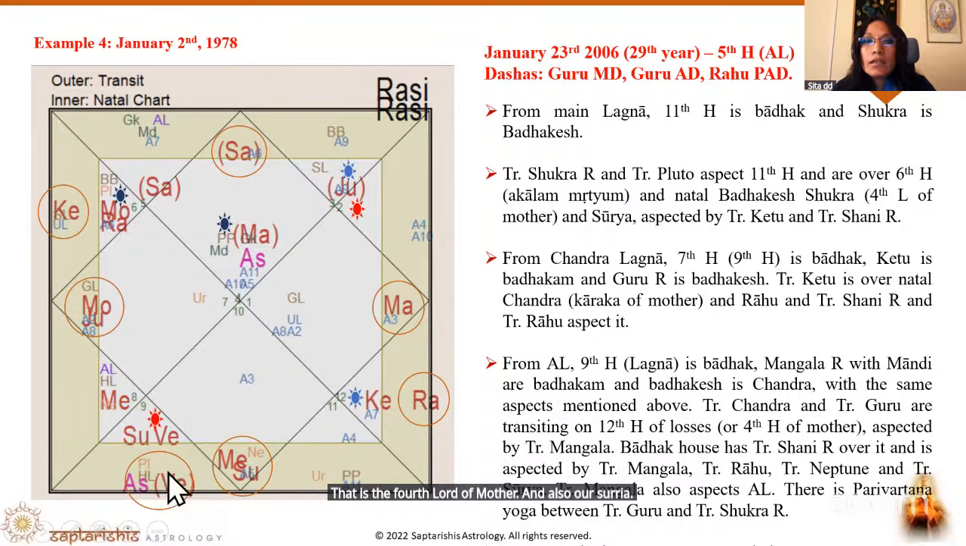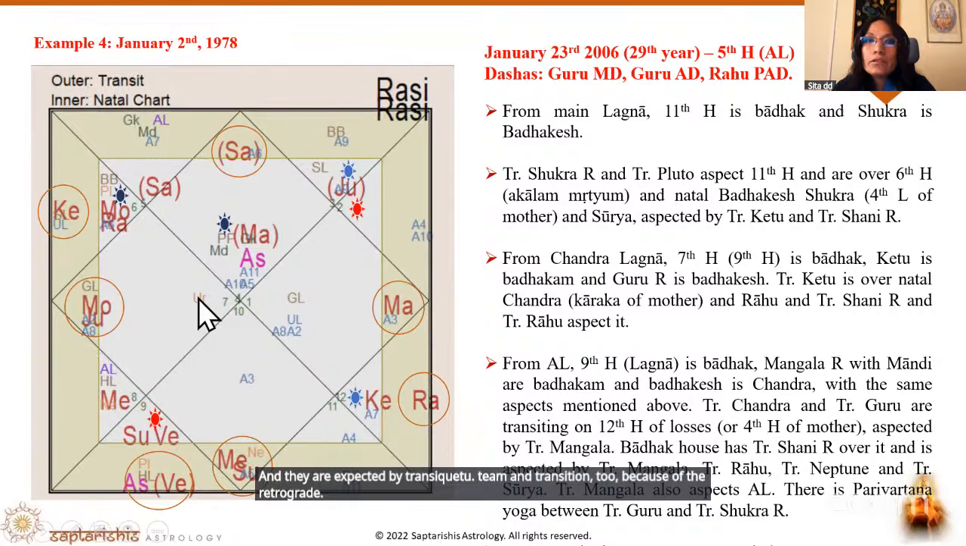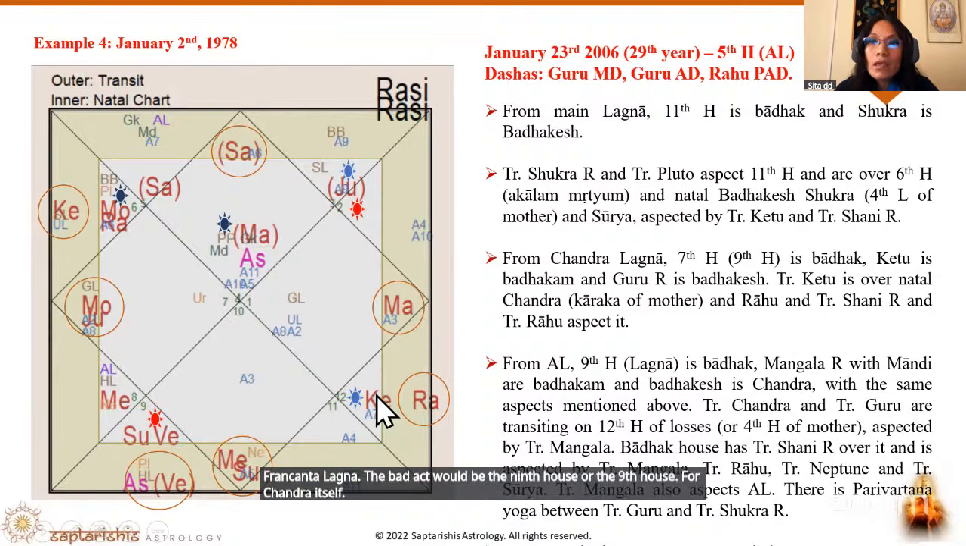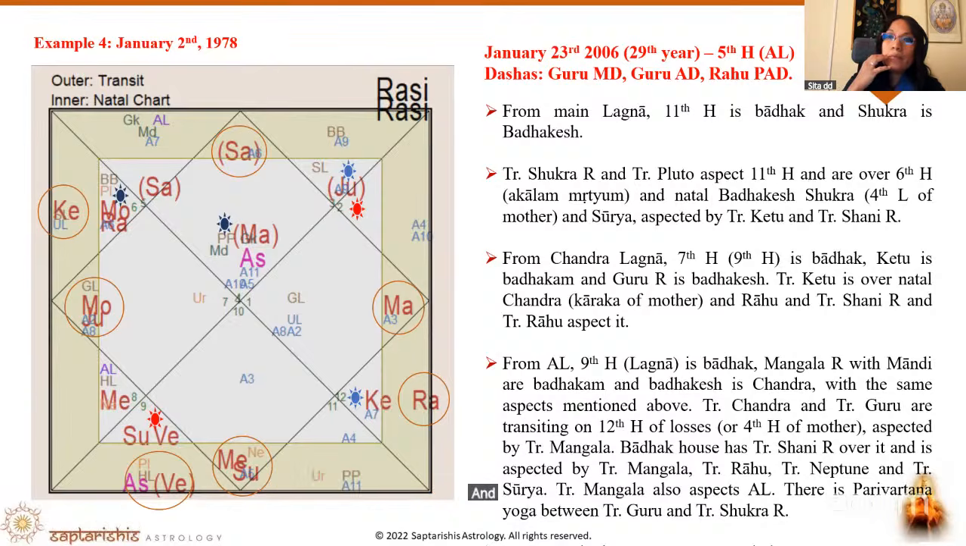And they are aspected by transit Ketu, see, and transit Shani too, because of the retrograde. From Chandra Lagna, let's go to Chandra Lagna. The Badhaka would be the ninth house. See, for Chandra it is 7. And Ketu is Badhakam there. Here Badhakesh will be Guru, and is here retrograde in the 12th house.